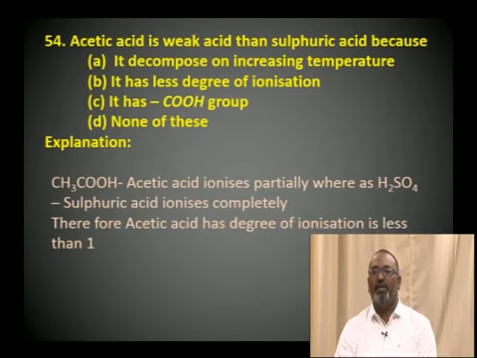Whereas sulfuric acid, you know that it ionizes readily, ionizes completely. So therefore, acetic acid has a less degree of ionization. That is, its degree of ionization is less than 1. Degree of ionization is the concept which explains the strength of the acid. If the degree of ionization is 1, we can say that they are strong acids. If it is very much less than 1, they will be considered as weak acids. So the answer is B.